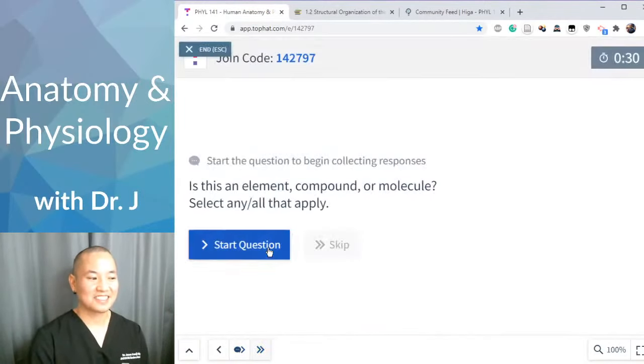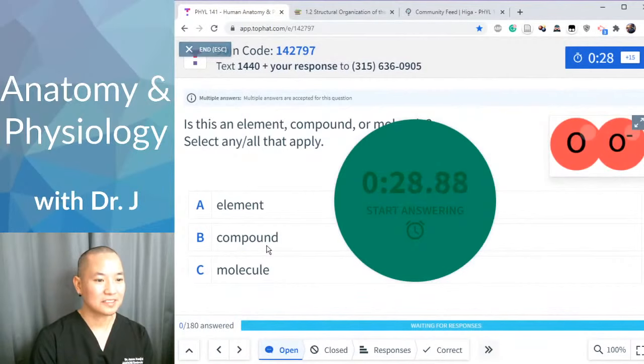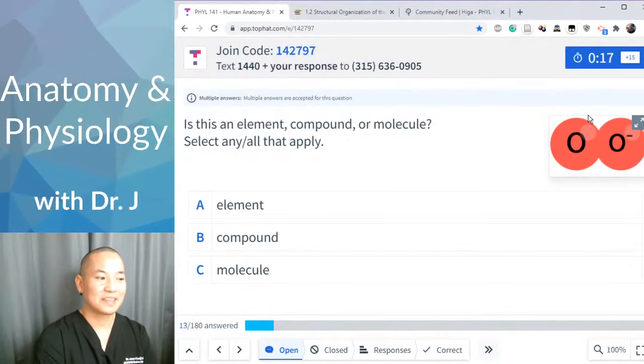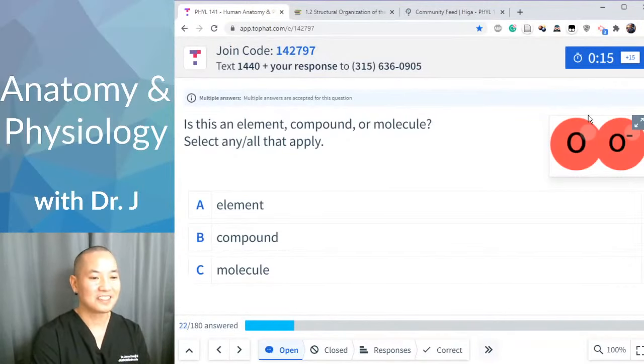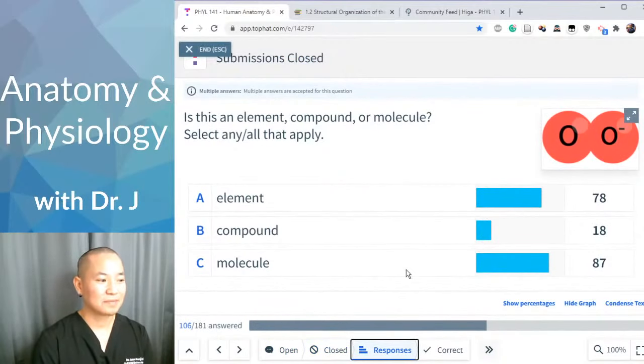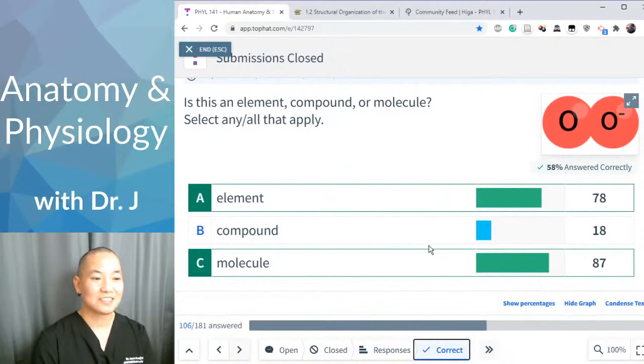All right, last chance. So here we have two oxygen atoms, but this oxygen is negatively charged. So this is what we call superoxide. Is this an element, compound, or molecule? All right, so it seems like most of you said it's an element and a molecule, and you're correct. It is an element because you only have oxygen atoms, you don't have anything else there, and it's still a molecule because you have more than one atom.